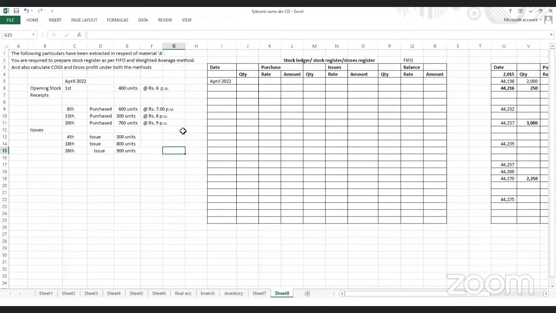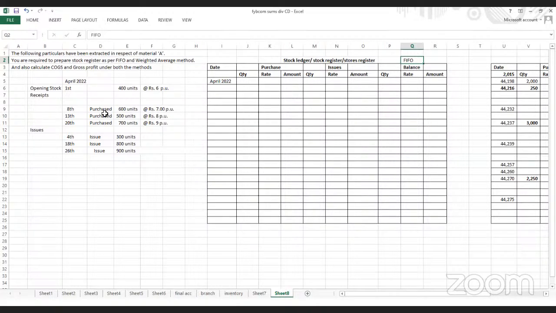Okay. Now I'll be solving this sum using two methods. One is FIFO and second is weighted average method. Under FIFO method, we issue or sell the old stock first. That is, the stock which entered first will be disposed of or issued to production first. So it is called FIFO method. Second is weighted average method, wherein we need not segregate the stock which was bought earlier and which was bought later. Okay. So we'll start with FIFO method first.